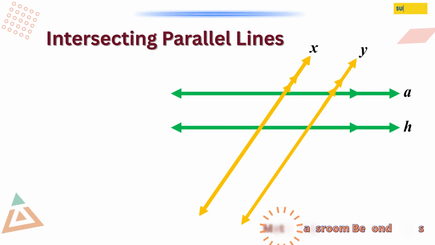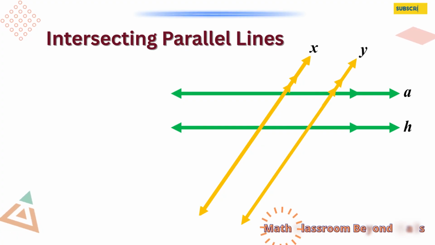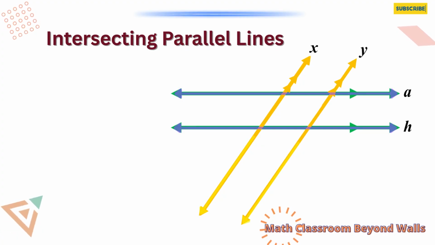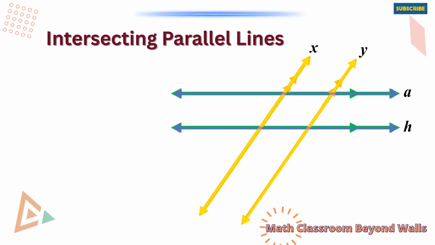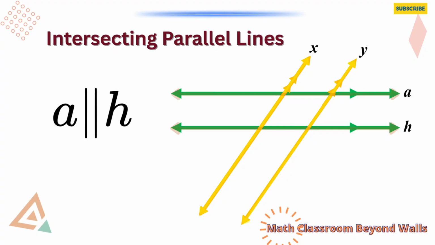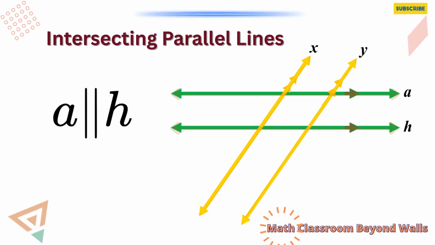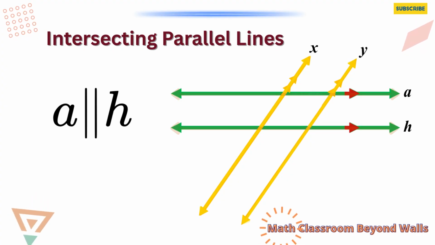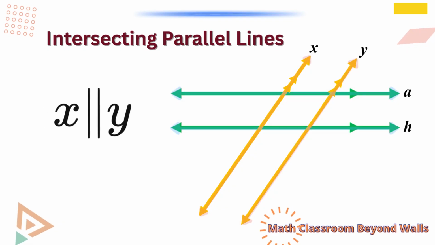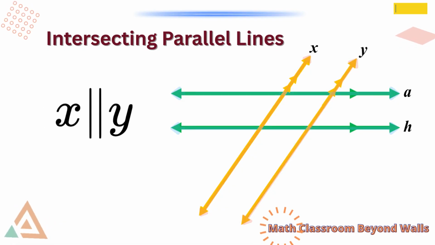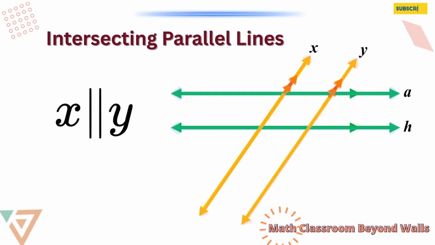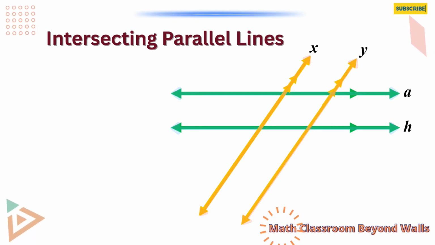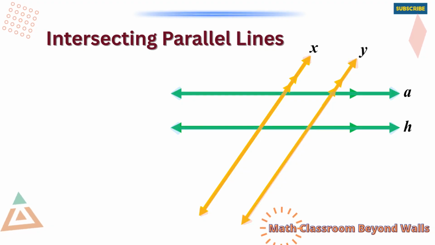How many sets of parallel lines do you see now? You're correct. There are two sets of parallel lines here. Lines A and H are parallel as indicated by a single arrow on each line, whereas lines X and Y are parallel as shown by the presence of two arrows on each line. Different numbers of arrows are used to show which lines are parallel to which.